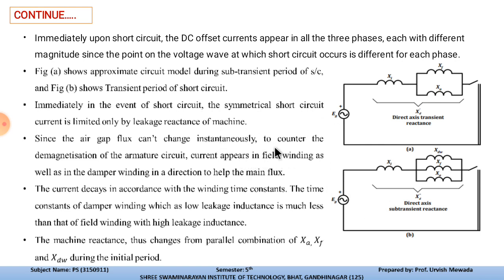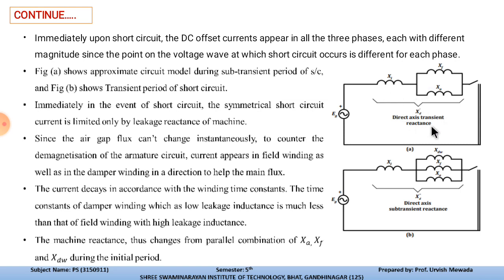to counter the demagnetization of the armature circuit, current appears in the field winding as well as in the damper winding, in a direction to help the main flux. So due to that, the damper winding reactance and the field reactance, the current decays in accordance with the winding time constant. The time constant of the damper winding, which has low leakage inductance, is much less than that of the field winding with high leakage inductance.